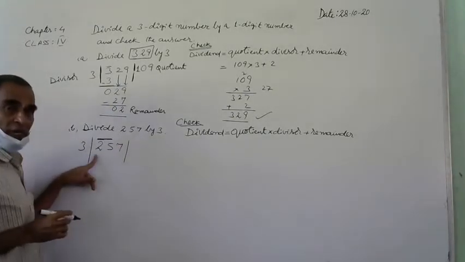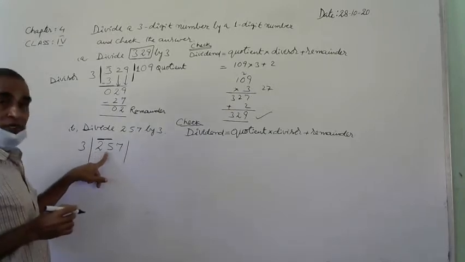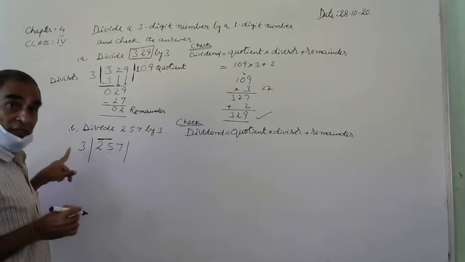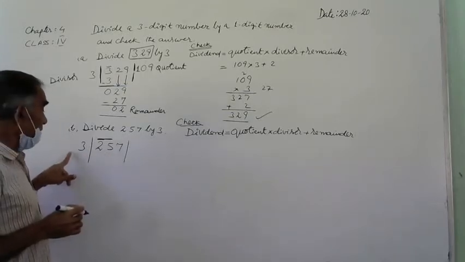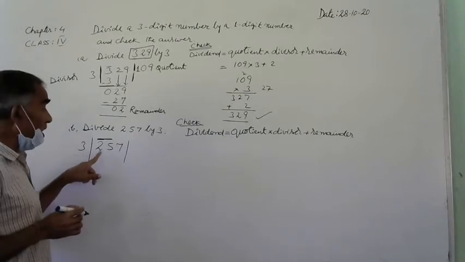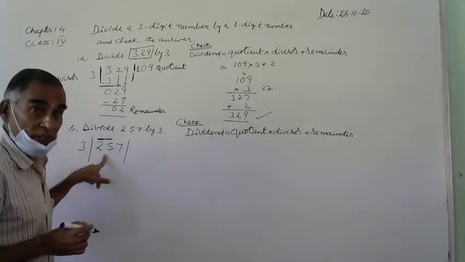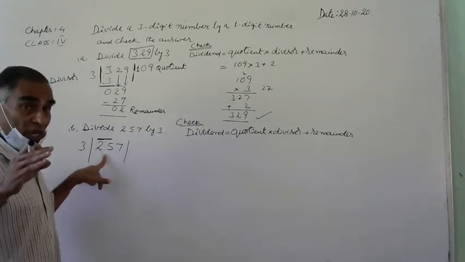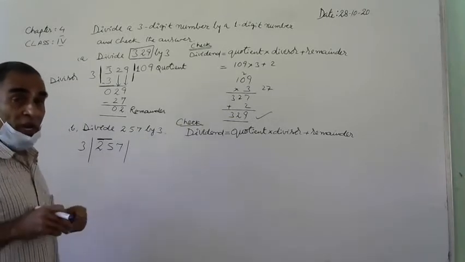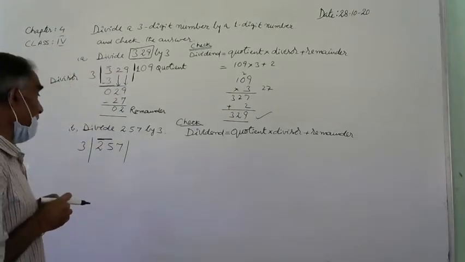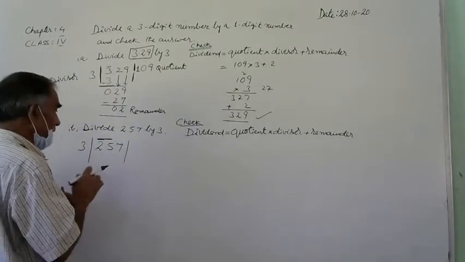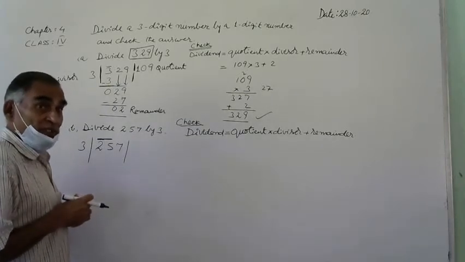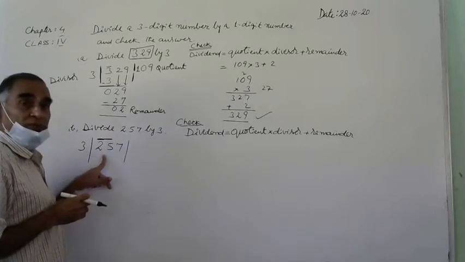Tens place again. What is this number? 25. Now, is 25 bigger than the divisor? Yes. You recite the 3 table until you reach 25 or nearer to 25. 25 तक पहुंचना है या 25 के सामने तक जाना है. 25 से आगे नहीं जाना. 3 7s are 21. 3 8s are 24. 24 is very much near to 25.